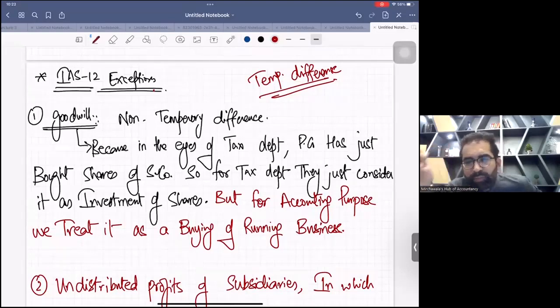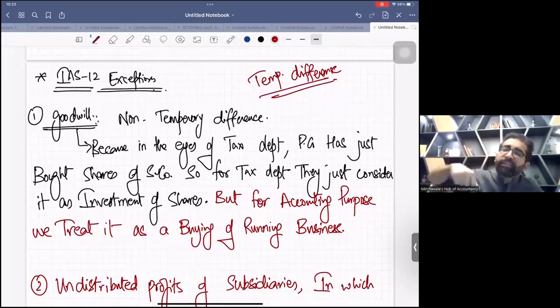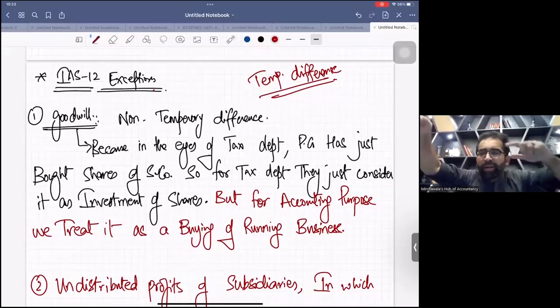We only book deferred tax for temporary difference, right? Timing difference. For example, dividend. Sometimes we book dividend income on the basis of right to receive. So in accounting books, we book dividend income on the basis of right to receive. But when we go to tax department, they say, no, we don't want tax right now. We'll charge tax in future when you actually receive those dividends. So now, my dear student, there is a timing difference.